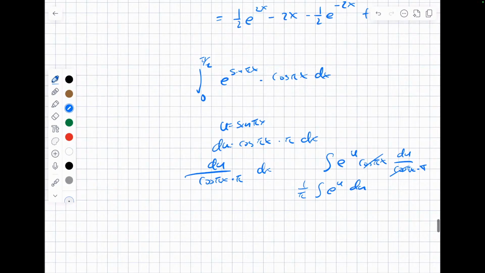And then we're going to change the boundary. So it's going to be sine of pi squared over 2 at the top, and sine of 0, which is 0, at the bottom. So that's equal to 1 over pi e to the sine of pi squared over 2.